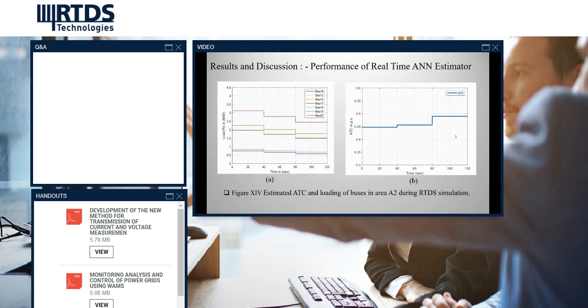These were the results obtained from the ATC estimation. We have sent two different scenarios from MATLAB to RSCAD in real time, one at t equal to 40 seconds and one at t equal to 80 seconds. The ATC corresponding to these two scenarios has been obtained and plotted in figure B. The performance of the ANN estimator has been analyzed and reported in the article.